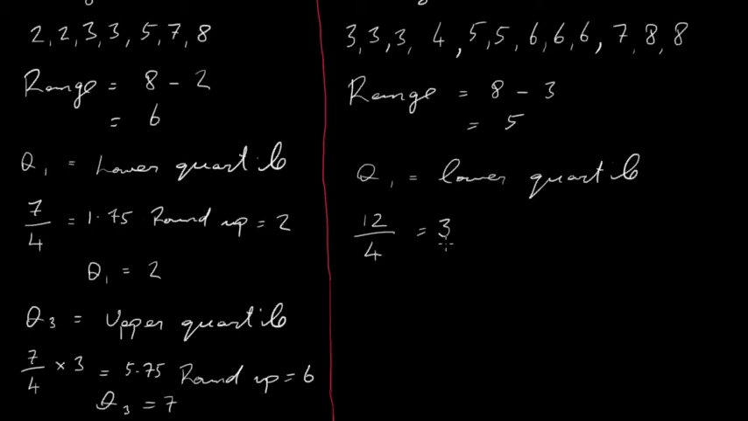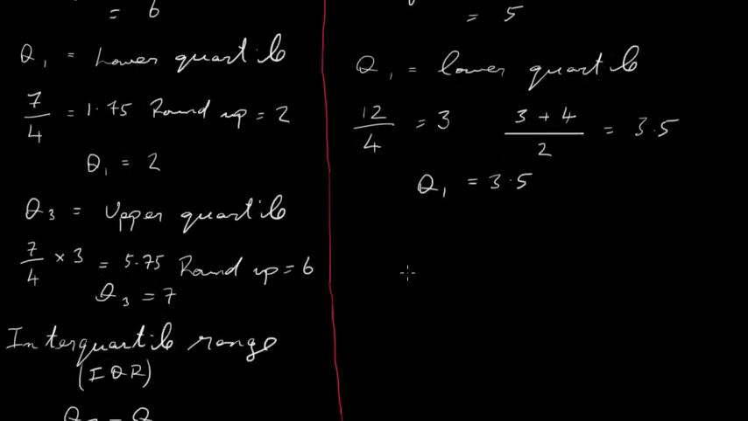In this case, we do have a whole number, but you don't pick the third number. In fact, what you do is you pick the third and the fourth number. The third number here is 3, the fourth number is 4. You get the mean of them, so you get 3.5. So our Q1 here is 3.5.